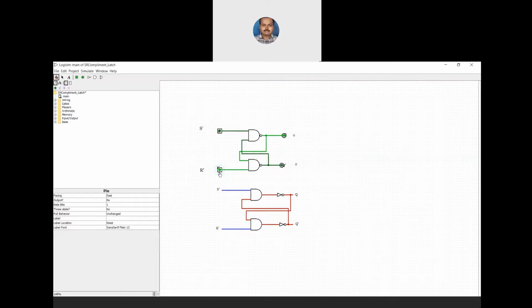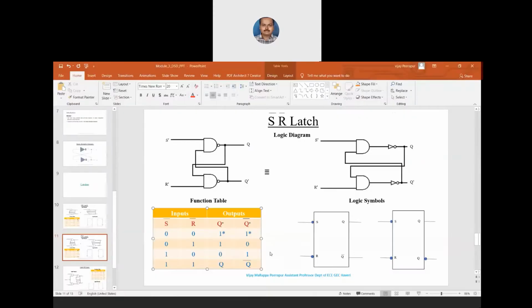So when R bar is 1, the output is 1, right? Irrespective of the previous state, when R bar is 1, the next state is always equal to logic 1 there, right? Everyone can say from this, when R bar is 1, the next state is always equal to 1 irrespective of the previous state.